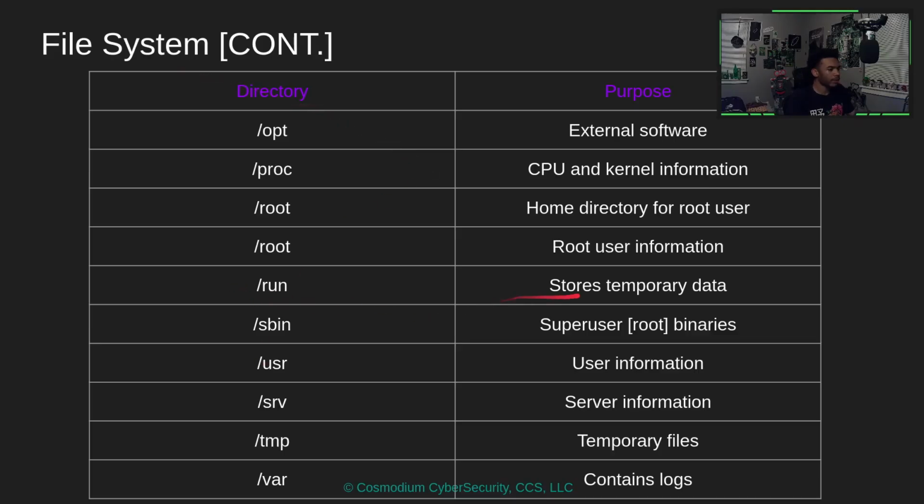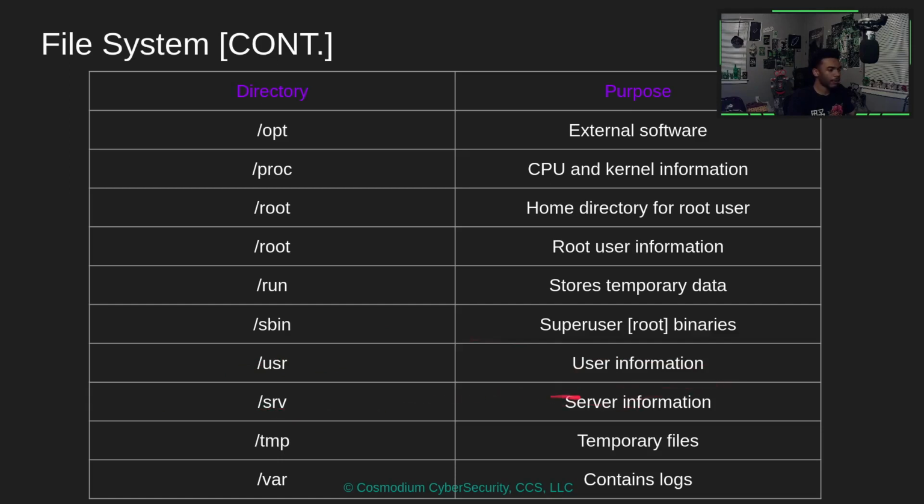Then we have /run, which holds and stores temporary data. We have sbin, which is for the super user, right? Super user root, hence the name. Sbin is super user binaries. So basically the same thing as the /bin folder that we saw earlier, but this time it is specified for the super user. We also have /usr, which is just general user information.